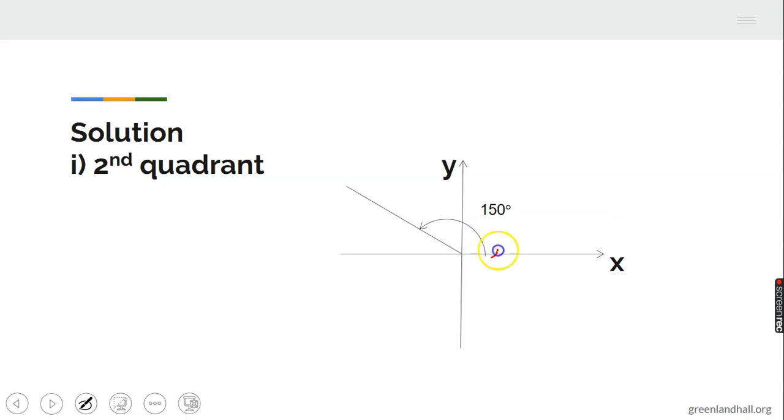150 is more than 90. This is the first quadrant, it's more than 90. So it's in the second quadrant. That means P is here. It's in the second quadrant.